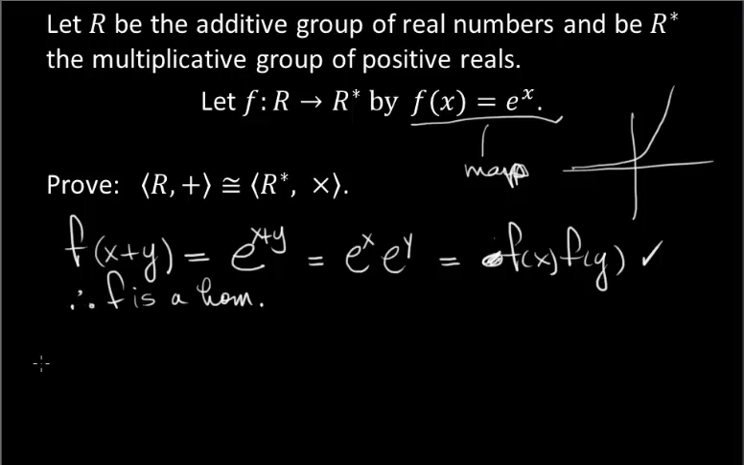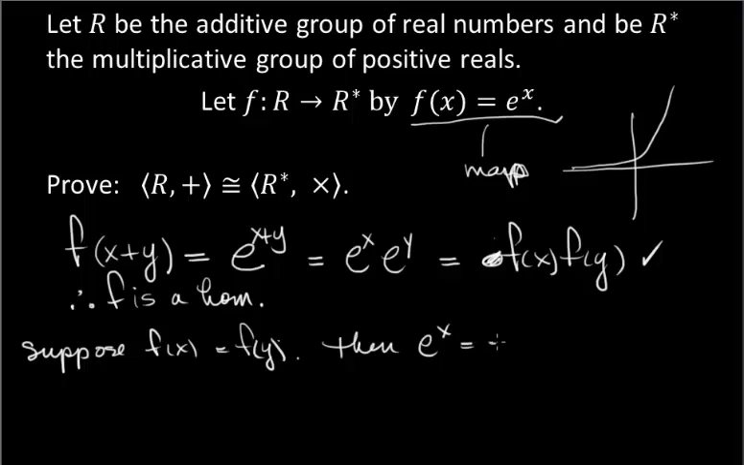Now we need to show that f is 1-to-1. So suppose f of x is equal to f of y. Well, that means then e to the x is equal to e to the y. And we know that e to the x, the exponential function, is a 1-to-1 function. It's always increasing. This tells us that x must be y. So we can say, therefore, f is 1 to 1.